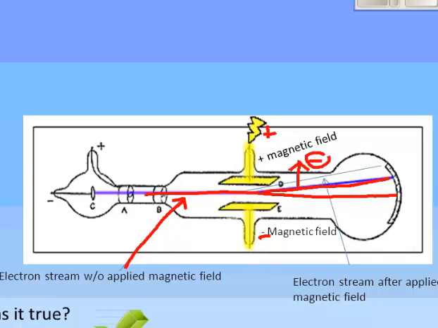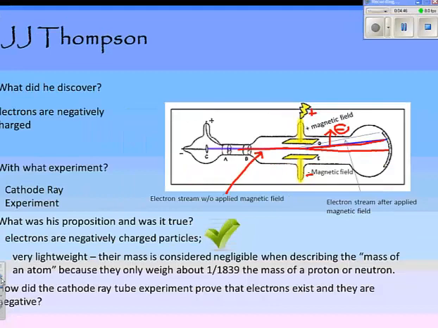That's how this works. You need to be able to explain it to me just like that. The electrons were attracted to the positive end of the magnetic field, telling us that electrons are negatively charged. That's what I want you to write down. That's what I want you to be able to regurgitate to me and explain how this cathode tube array works.